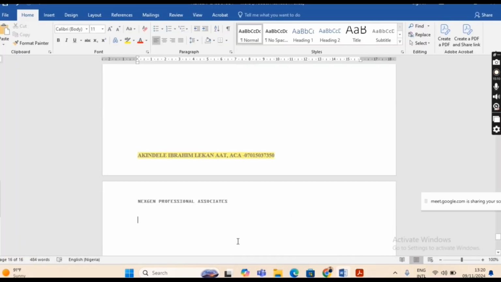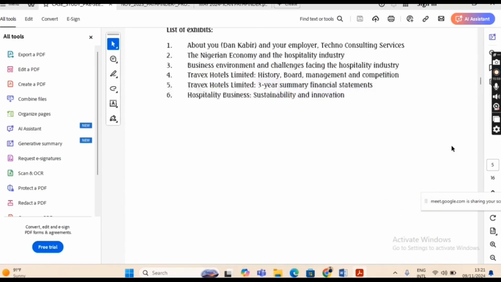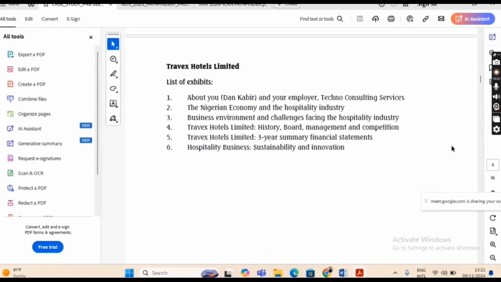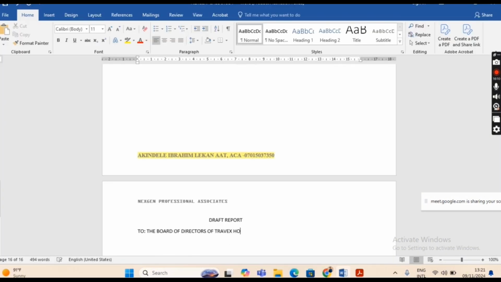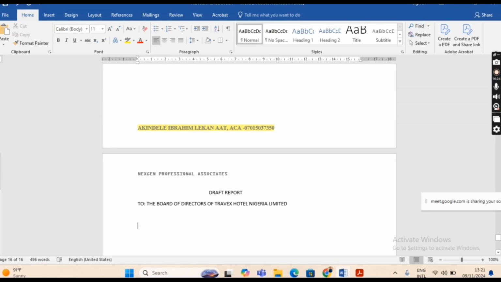So now we will come here. You can use capital letters: draft report. Draft to the board. Please confirm if you can see my screen. Okay, thank you. To the board of directors of Travis Hotels Limited, Travis Hotels Nigeria Limited. So when you are done with this, the next thing is your subject.